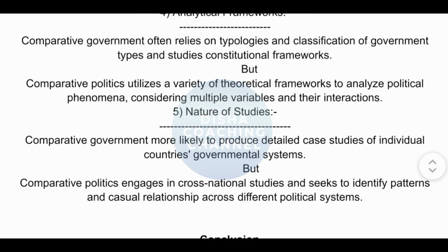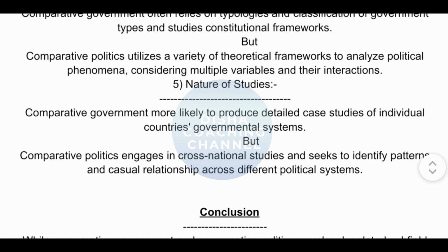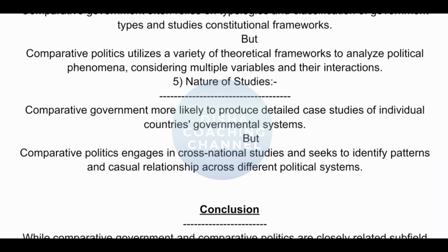Number 5, nature of studies. Comparative government is more likely to produce detailed case studies of individual countries' governmental systems, but comparative politics engages in cross-national studies and seeks to identify patterns and causal relationships across different political systems.